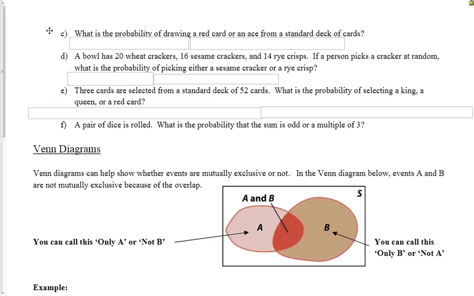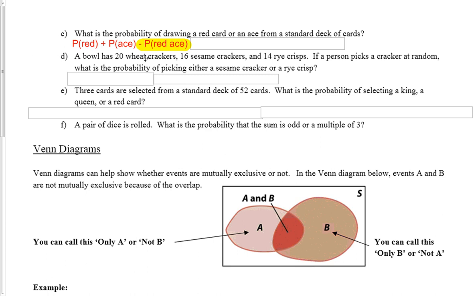This next one is our mutually inclusive example. What is the probability of drawing a red card or an ace from the standard deck of cards? Well, first we take the probability of drawing a red card and we add it to the probability of drawing an ace. But because it's inclusive, we have this extra step here. We have to subtract anytime there's overlap. So we subtract the number of red aces.